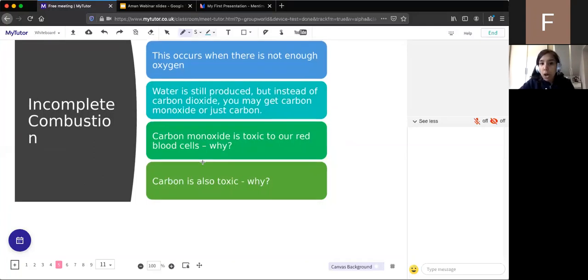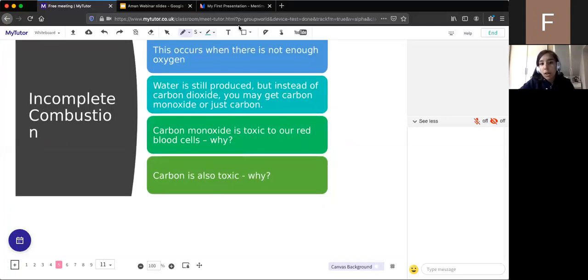Great. What about carbon then? Carbon particulate, it's called. Does anyone know why that's toxic? Any ideas? What does carbon do? It's not to do with the red blood cells. Any idea? So I've told you it's like a solid. It's a particulate. What do you think? If it's in the air, it's a bit like a solid, like little granules almost. What do you think it could do? Okay, great. Someone said it builds up and blocks the airways.